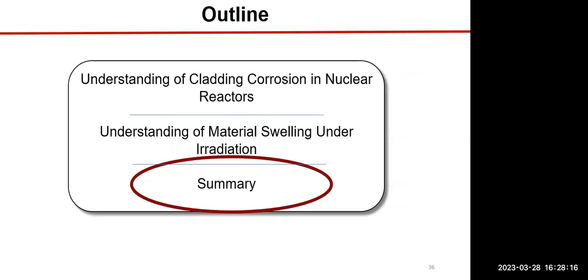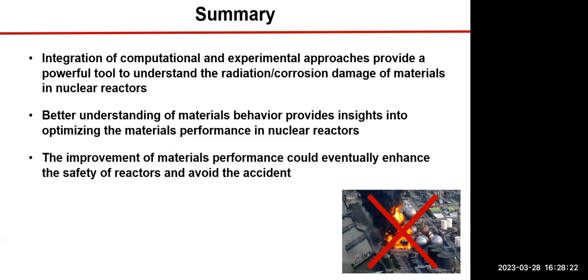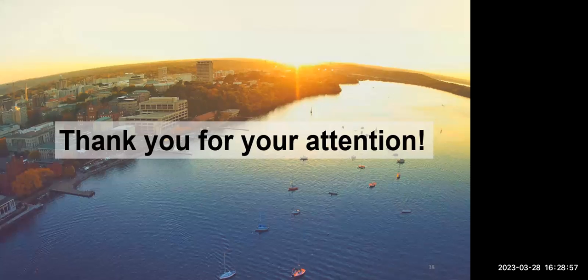Okay. Finally, I want to make a general summary. The first point is that the integrative method, combining experiments and computations, will provide a powerful tool to understand the radiation and corrosion damage of materials in nuclear reactors. A better understanding of the materials' behavior will provide strategies to optimize their performance in nuclear reactors. And after we improve the performance of the materials, eventually we hope we can enhance the safety of the reactors, and finally avoid those kinds of accidents in the future. That's my talk. Thank you.